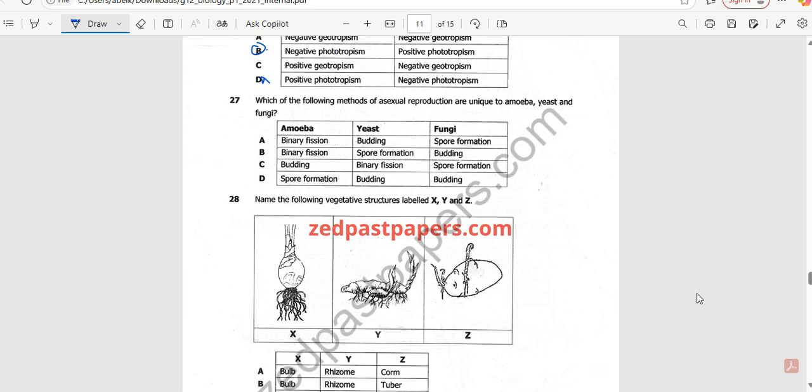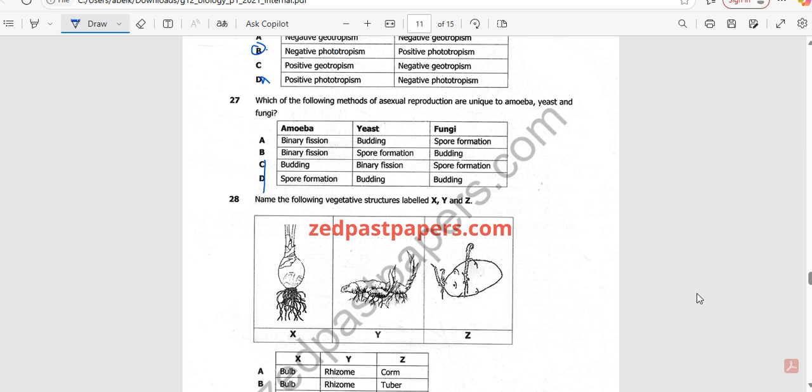Which of the following methods of asexual reproduction are unique to amoeba, yeast, and fungi? So we have binary fission. So we cancel these two first. On amoeba, we have binary fission, spore formation and budding. So binary fission, it is correct.